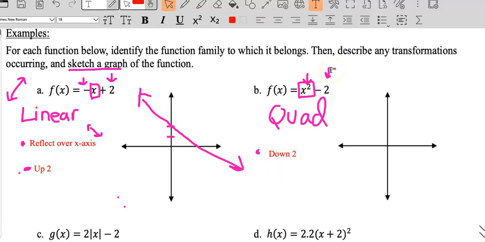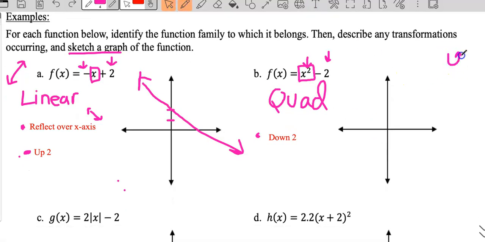That's all they added. So this one only had one transformation. Now the hard part is drawing the picture. I know a quadratic is U-shaped, so I'm going to be drawing a U. The parent function of a quadratic usually goes through the origin, but since it was shifted down 2, I'm going to go 1, 2. So here's my new middle, and then you draw the best rough sketch of a U, and you are done. So that was the answer to part B.